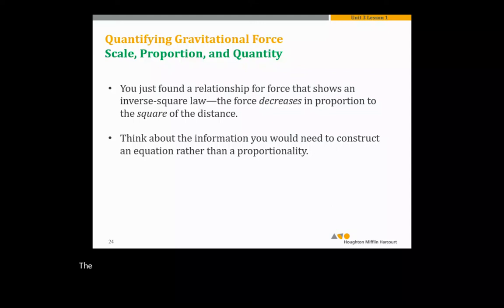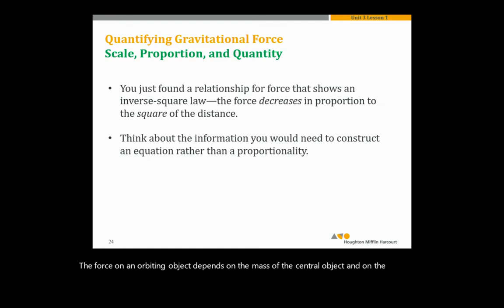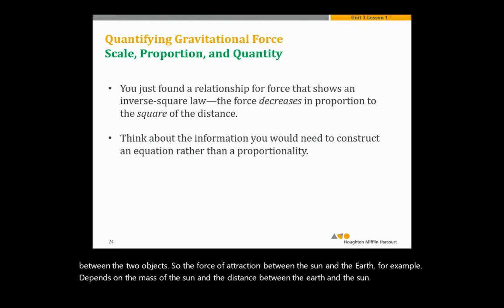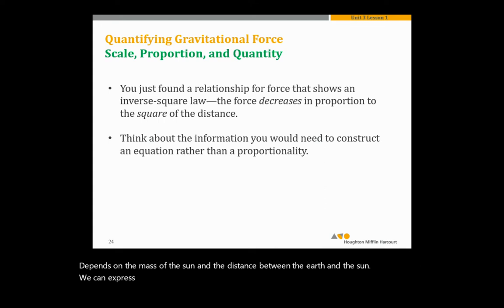The force on an orbiting object depends on the mass of the central object and on the distance between the two objects. So the force of attraction between the sun and the earth, for example, depends on the mass of the sun and the distance between the earth and the sun. We can express this mathematically.